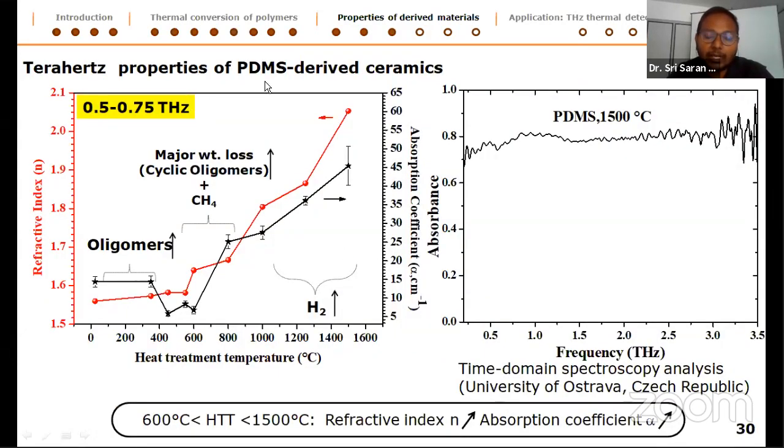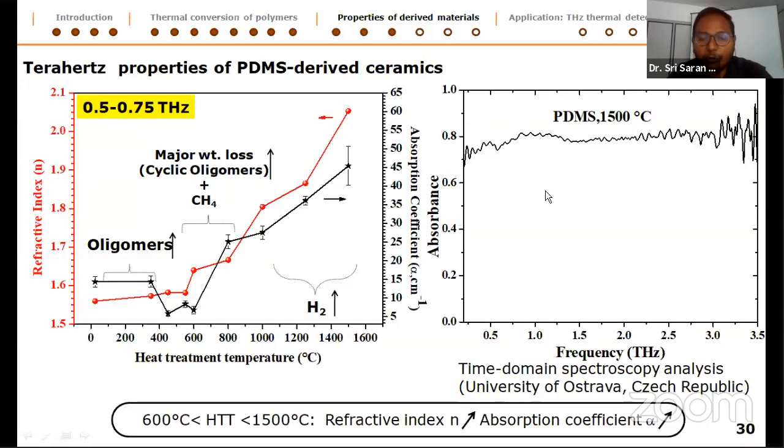So now going to the other material, the PDMS derived material, where you can see the refractive index, given in red, and the absorption coefficient, they increase with heat treatment temperature. You remember the onset of the carbon is around 1000 degrees C. So here there is a huge increase of the absorption from this value. We also measured the time domain spectroscopy analysis in collaboration with the University of Ostrava, Czech Republic. You can see that the PDMS over this broadband, you remember the graph that I showed for organic polymer, that is very dispersive, but here over the broadband, they are almost flat. So we reached about 80%.